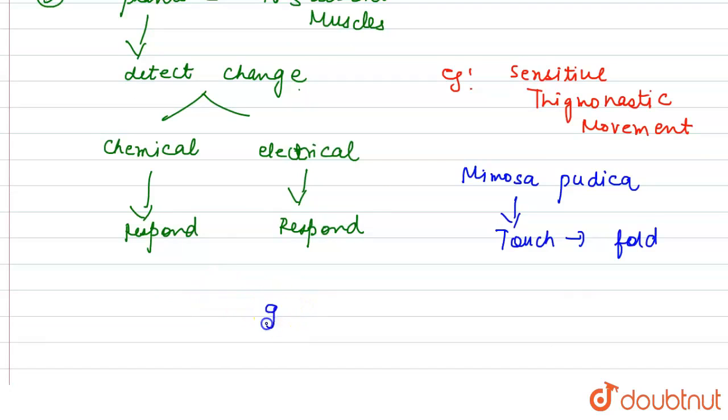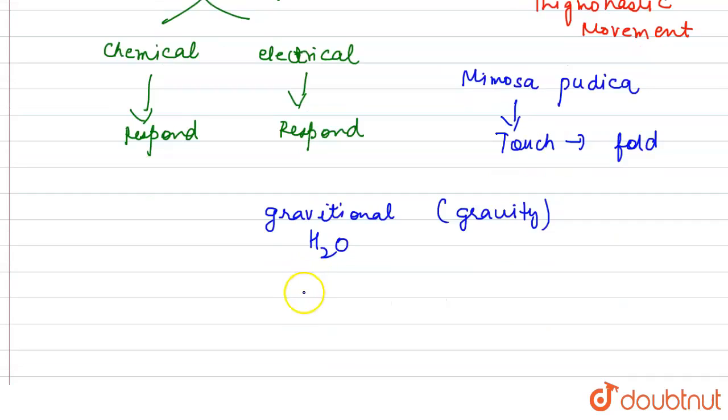Plants also show movement in response to gravity, which we call gravitropic movement. They also show movement towards water, so wherever the water is, the plant will try to move to that area. Plants also show movement towards a light stimulus, so they will grow in the direction of the light.